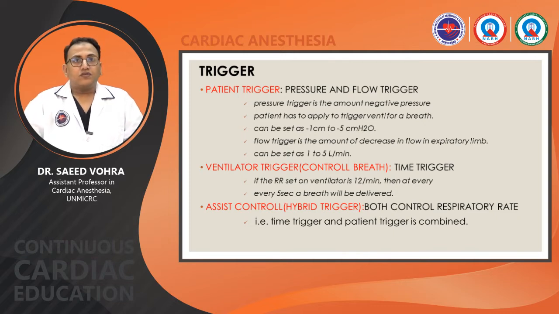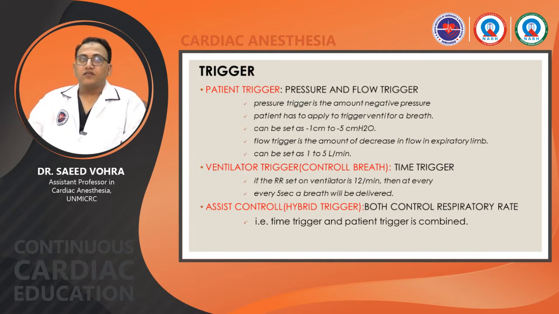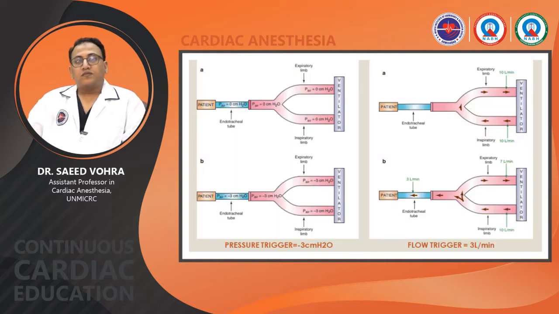Now, ventilator trigger is a time trigger. If the respiratory rate you have set on the ventilator is 12 per minute, then every 5 seconds a breath will be delivered. And assist control is a hybrid trigger, which is a combination of patient trigger and ventilator trigger.